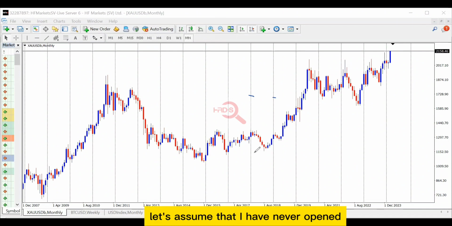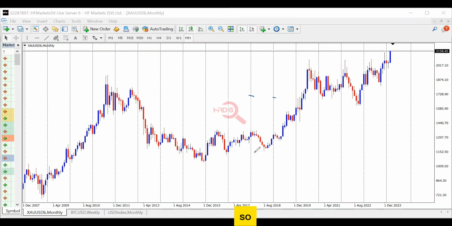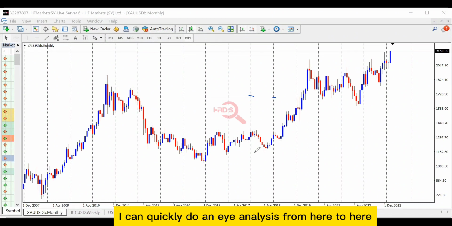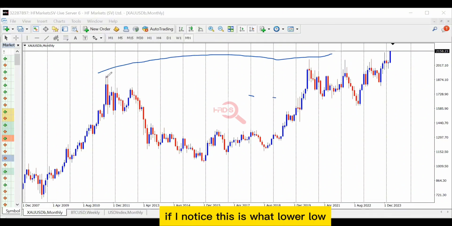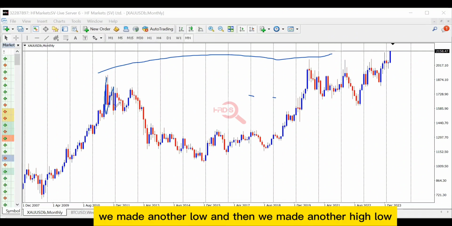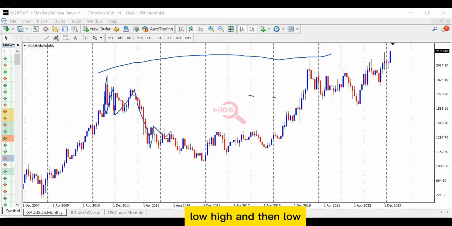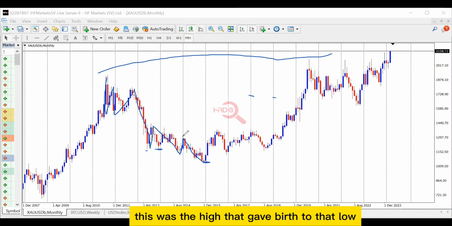Let's assume that I have never opened gold before now, so I'm just looking at this for the first time. I can quickly do an eye analysis from here to here. What do I do? I notice this is lower low, lower high, right? We made another low, and then we made another high, low, high, and then low, high, and then low. All right, I didn't call this low because it didn't come below here. So we have a low here. And then after this low in 2015, this was the high that gave birth to that low.